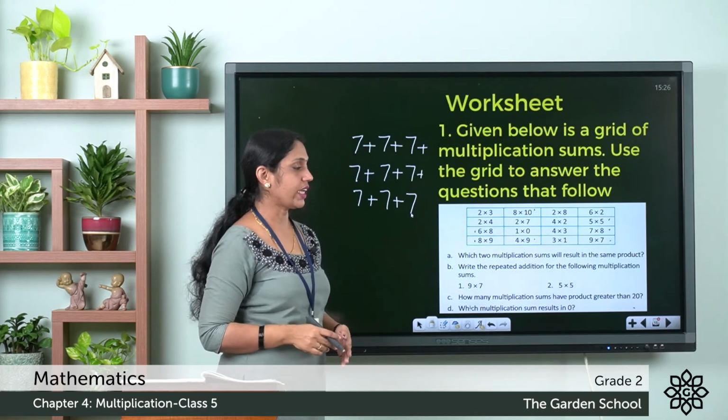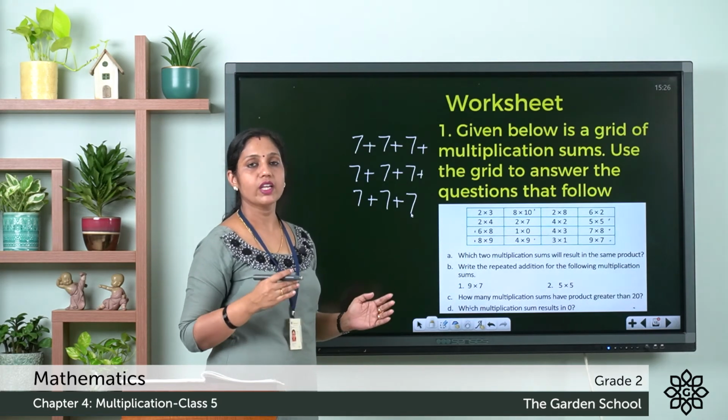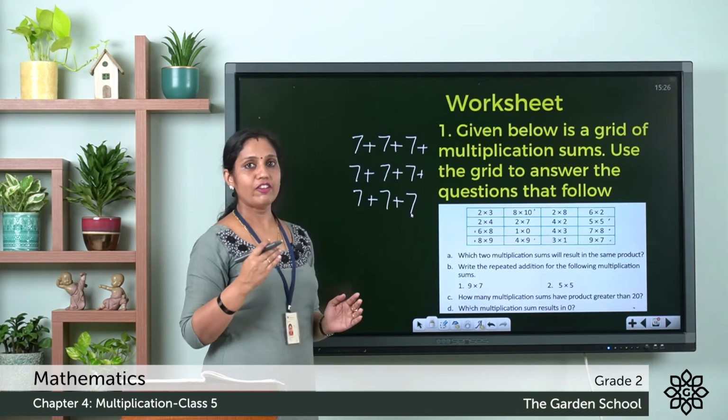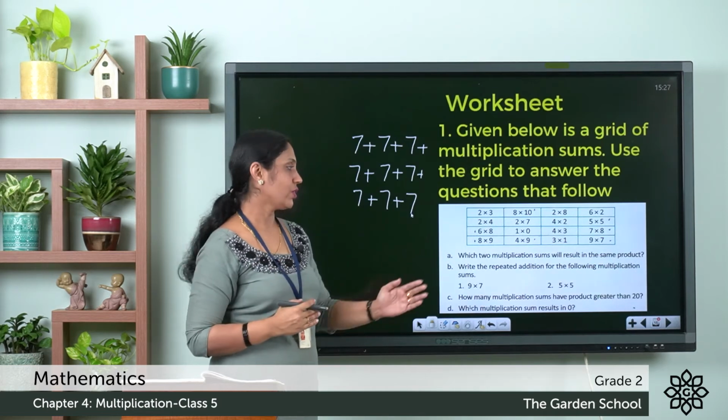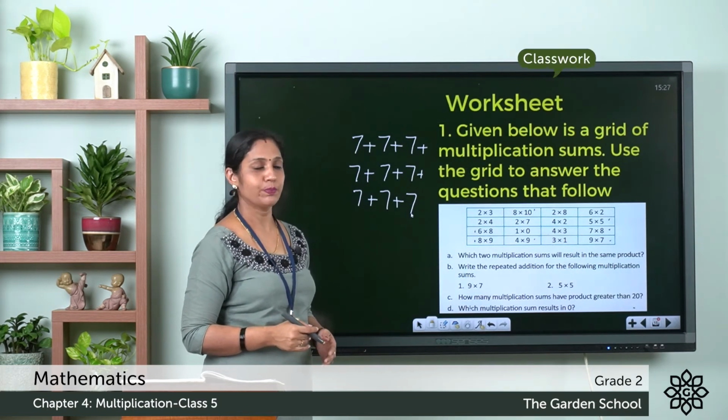Now let's move on to the second question. Here it is 5 into 5. That means 5 times 5. That is, the number 5 is repeating 5 times. So try to find out the repeated addition for that.